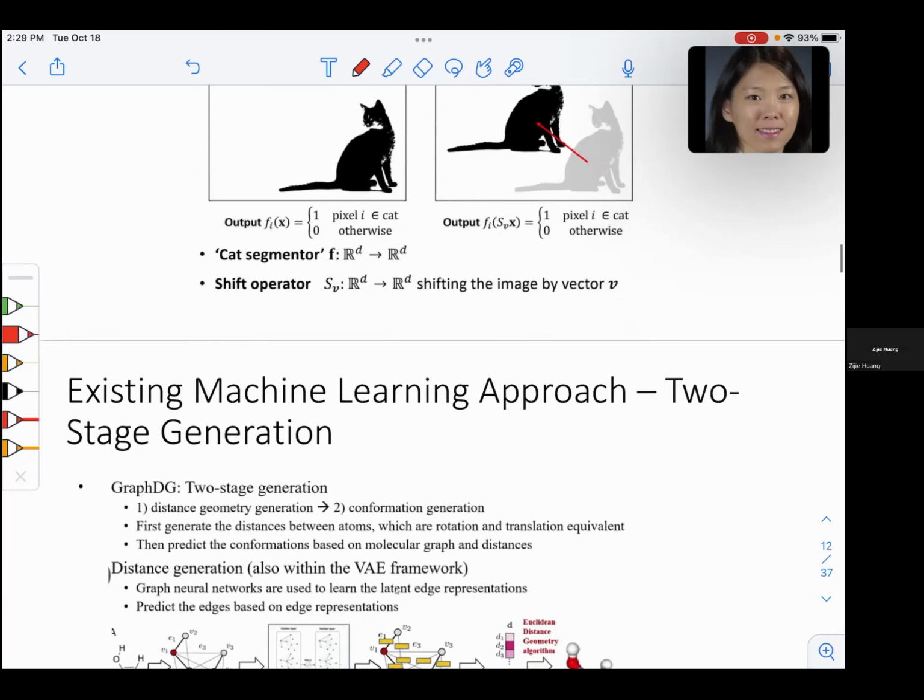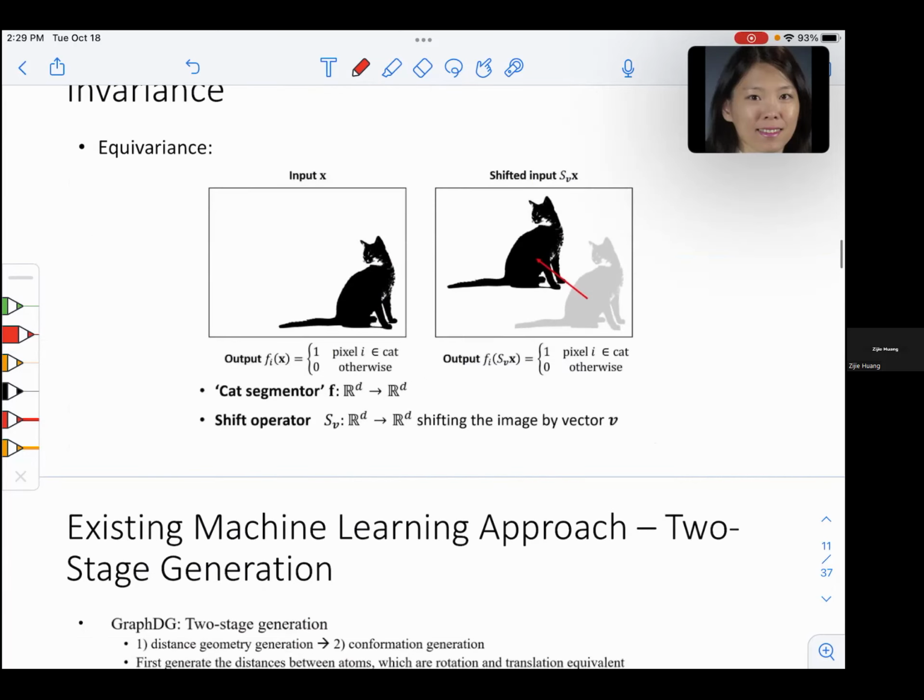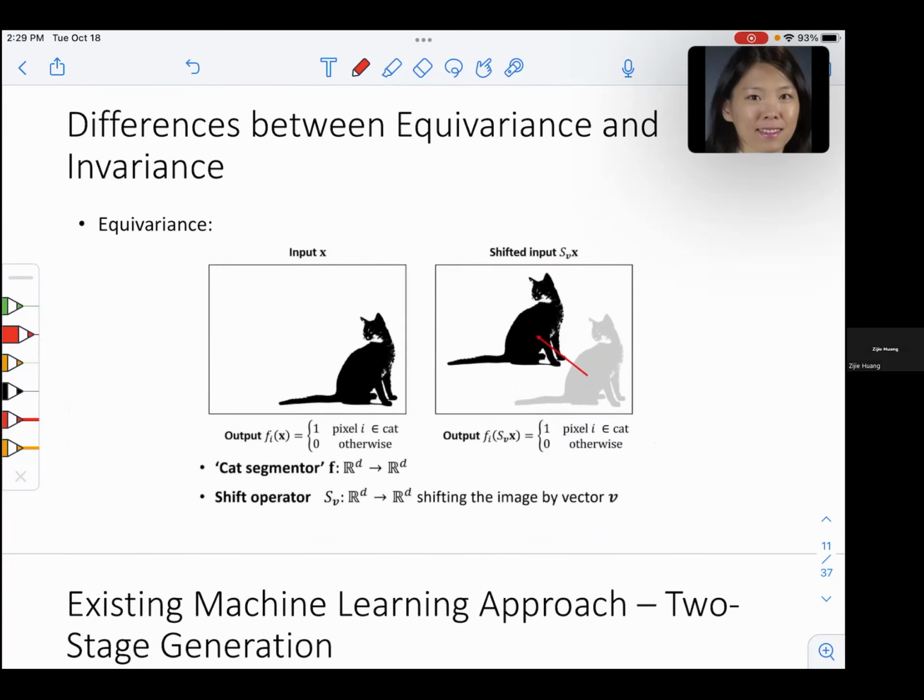So that's the first work trying to do molecular conformation generation, where they adopt a VAE framework. The encoder learns the latent representations of nodes and edges, and the decoder directly tries to output the coordinates for all of these particles, so it suffers from this equivariance problem.